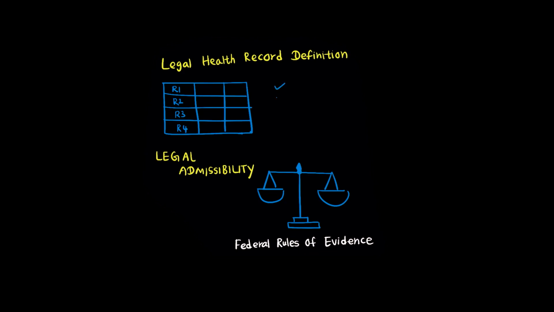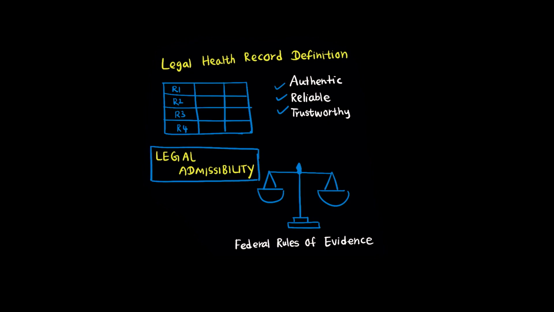The matrix helps identify all components of the legal record across paper and electronic systems, ensuring nothing is missed when records are subpoenaed. Without proper definition following federal rules of evidence, healthcare organizations risk having their records rejected as evidence in malpractice cases or other legal proceedings.